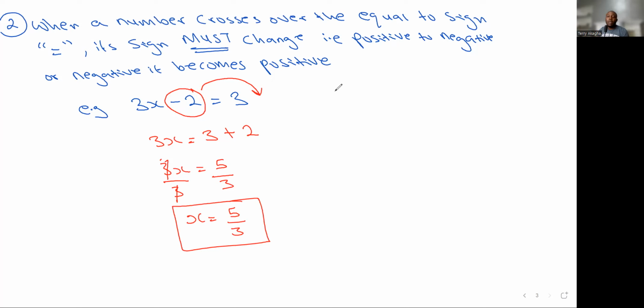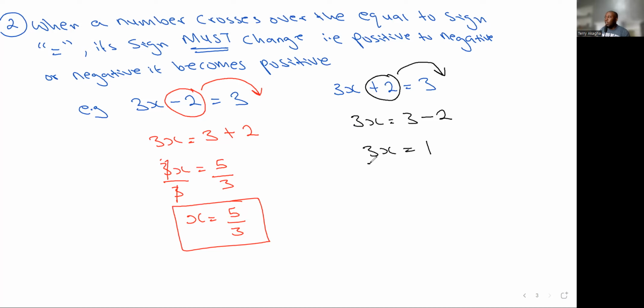So let's try another one. Let's say it was 3x plus 2 is equal to 3. Now, in this case, the 2 is going to cross over to the other side. Okay, so it's going to become 3x is equal to 3 minus 2. Then 3x is going to be equal to 1.